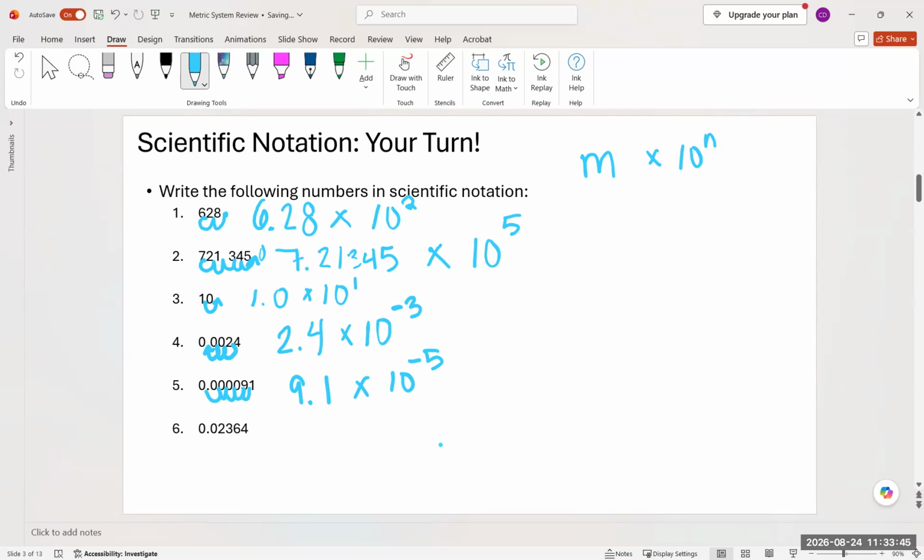And then finally, for number 6, my first non-zero number is 2. Write my decimal and the rest of the numbers times 10 to the. So scientific notation says I have to put my decimal right here, and I've got to move it to the left 1, 2 places. So to the left, 2 places. So again, because this is a small number, our exponent is negative.